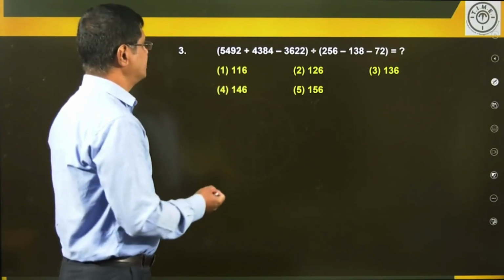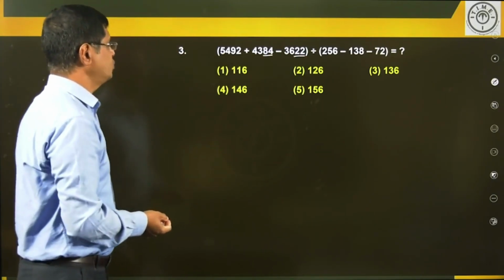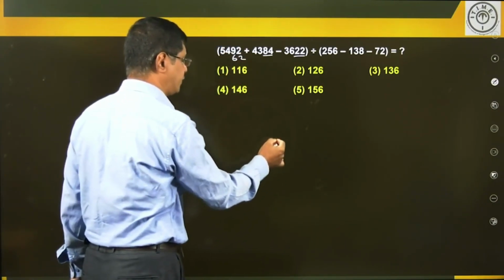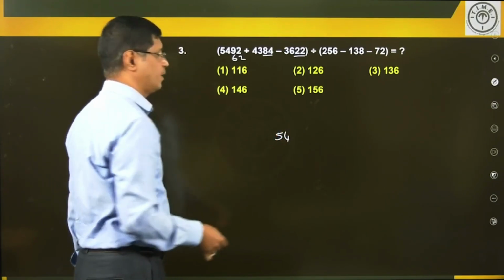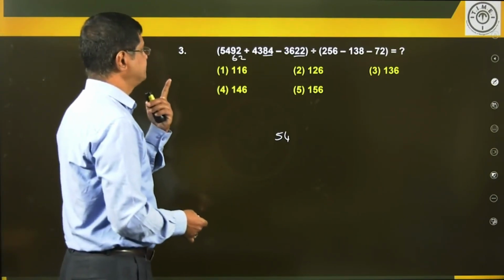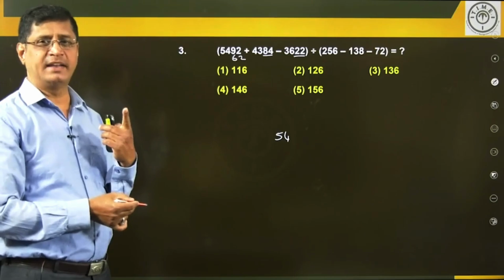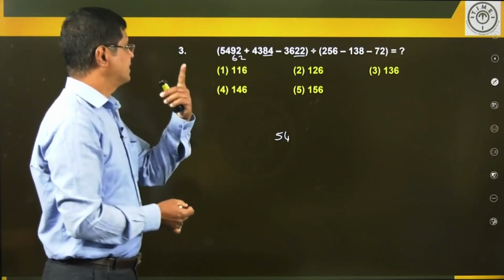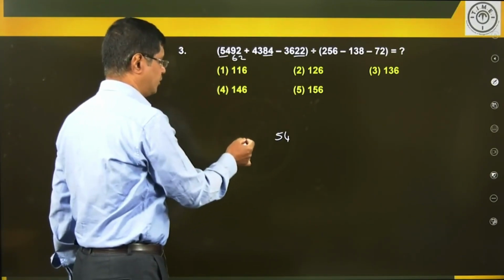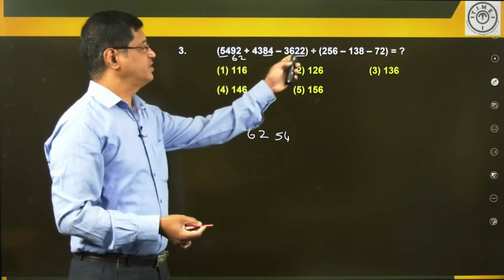Sum of these values. How much is the sum of these values? 22 subtracted from 84. That is 62. 92 plus 62. How much is it? 154. 154 means 1 carry. So 1 is carried here. Then what is the next here? 36 subtracted from 43. 43 minus 36, that is 7. 7 plus 1, 8. 8 plus 54, that is 62.